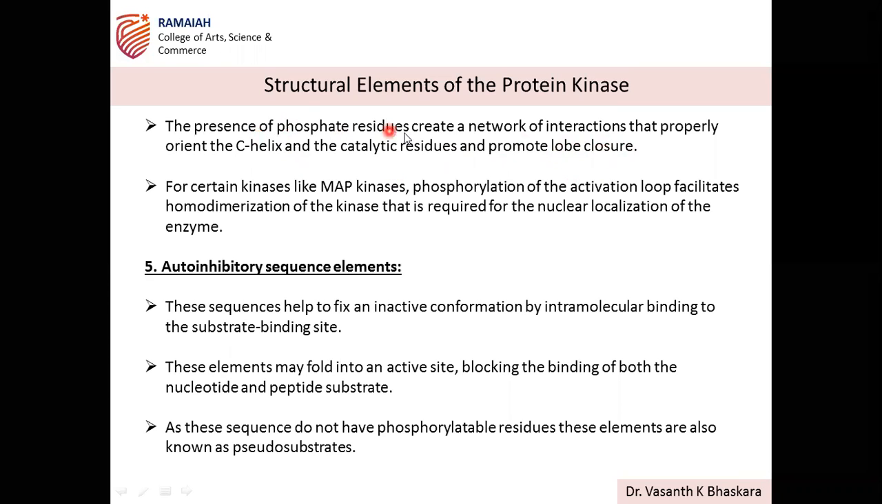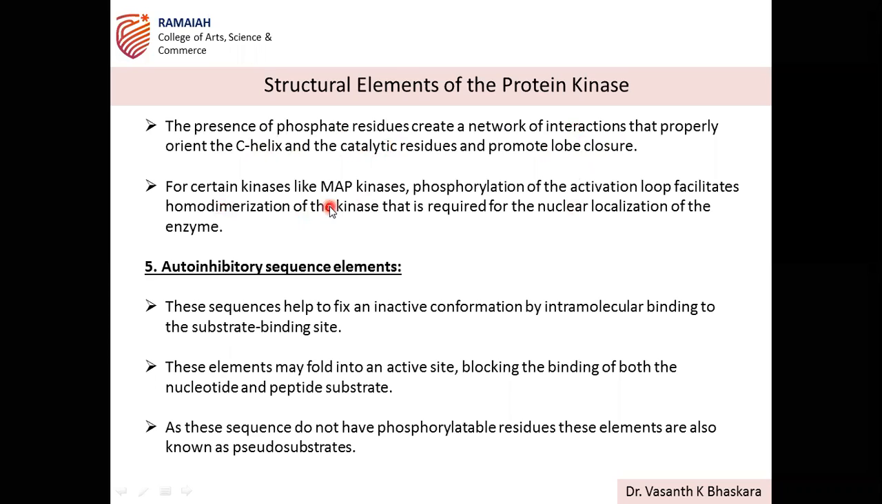In the presence of phosphate residues, that is after phosphorylation, this is creating a network of electrostatic interactions, like in the other point, and this properly orients the C helix. All these changes are making this protein kinase become active state. Active state is the open structure, it's not the closure structure. So you need to check this again.